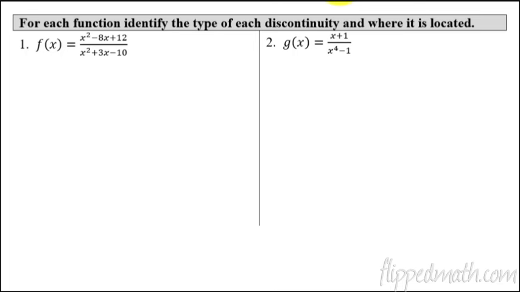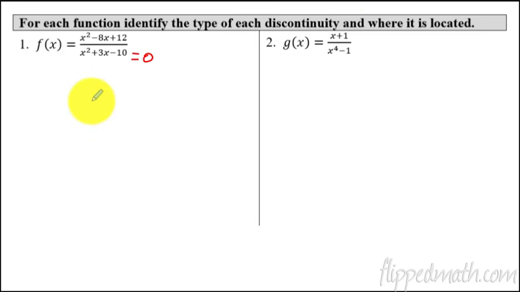Well, usually you're going to have these fractions here, and it's going to have a discontinuity if the denominator equals zero. Why? Because denominators can't equal zero. We cannot divide by zero. You'd have major problems there. So there's not going to be a graph of anything if the denominator ever equals zero. So what we want to focus on is that.